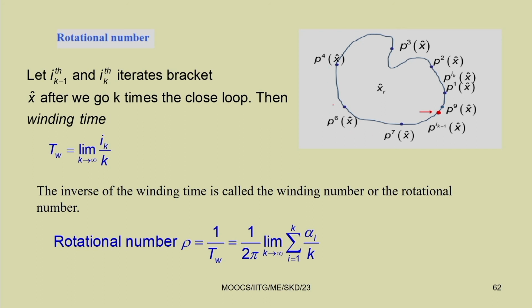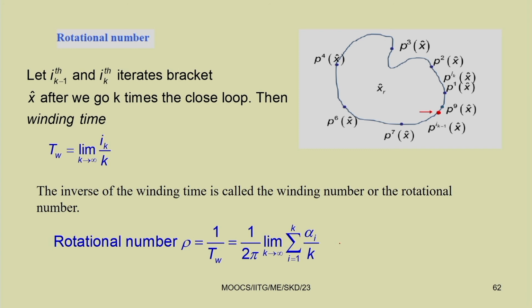So, second time we may not get this point again. Let us say after the 9th iteration we are getting the same point. Then in that way we can find the winding time. This winding time will be equal to limit k tends to infinity of I_k by k. So, let us find all the iterations for which we are bracketing this point.